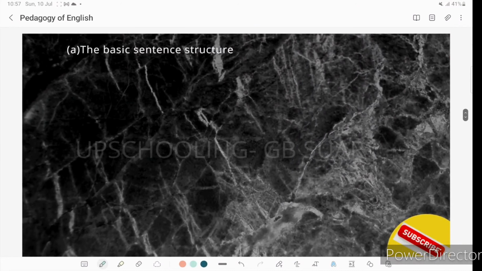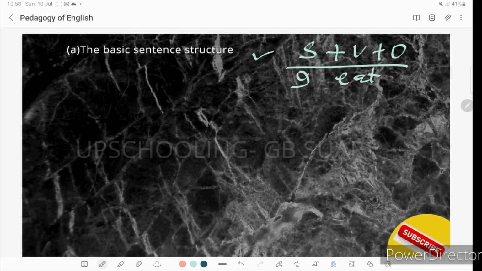First, the basic sentence structure. English is not an Indian language. It is a foreign language. Primarily we tend to think in our own mother tongue and then literally translate it into English, which leads to errors. Our mother tongue and its grammar influences the way we write and speak. The basic sentence structure in English is subject plus verb plus object. I eat rice. I learn English.